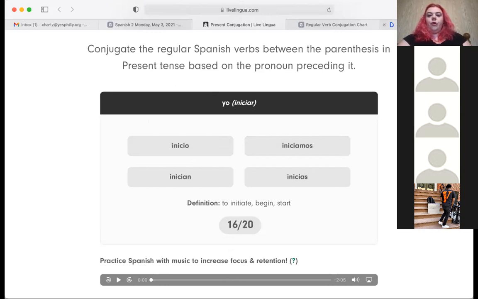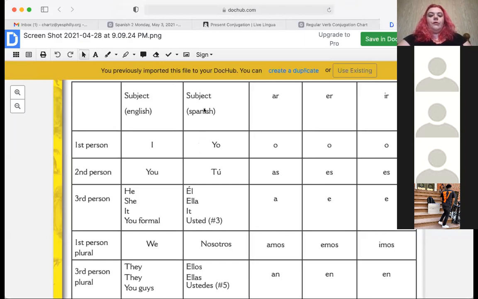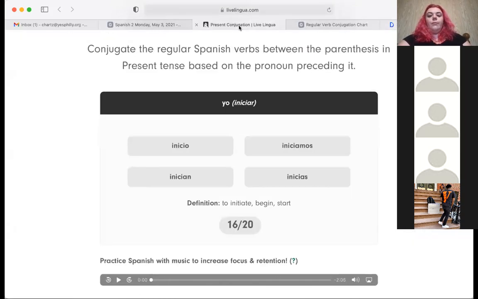Well, let's go to our chart. Let's find our subject. So it's yo, right? And that means I. So we have an AR verb, so we're just going to go over here, and it's an O. Because remember, all the yo forms are the same. They all end in O. So it's going to be inicio.